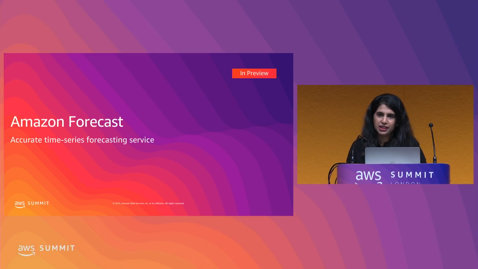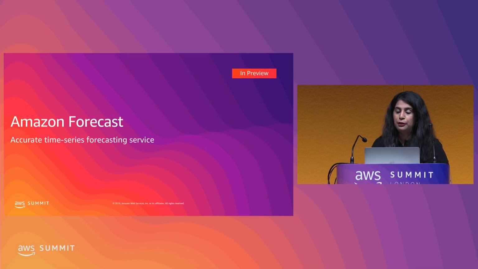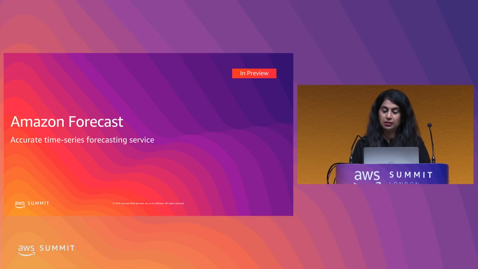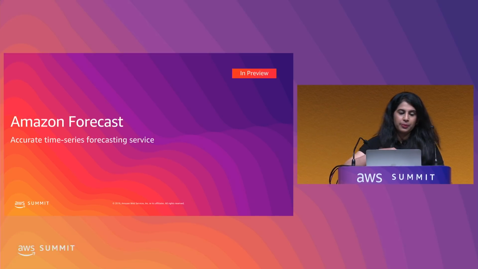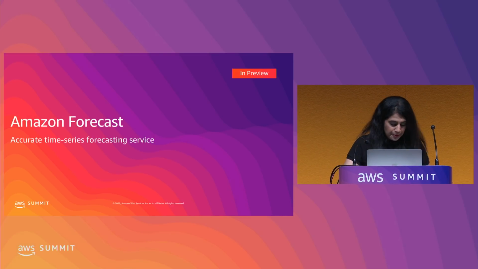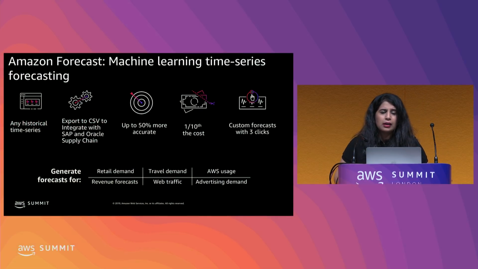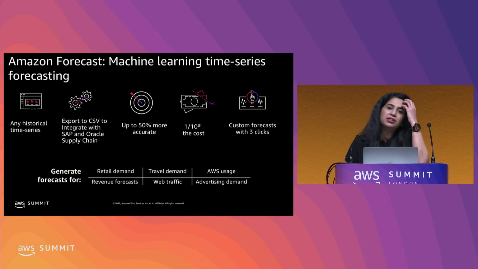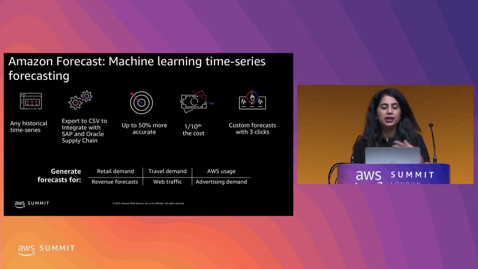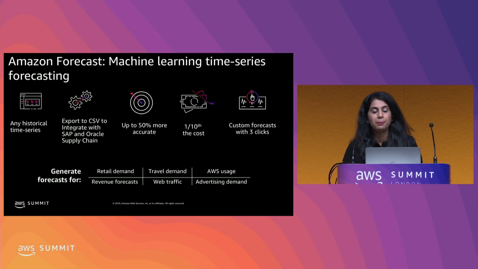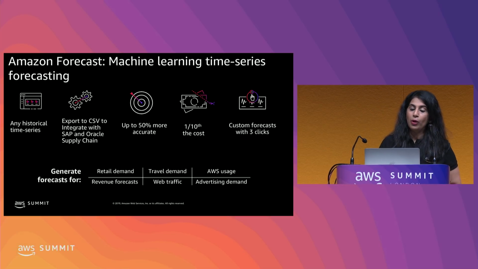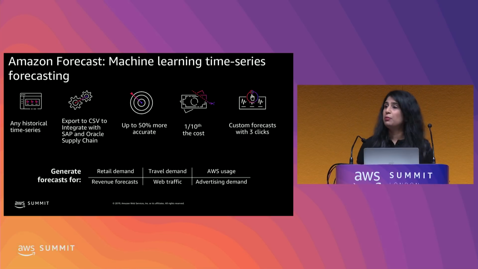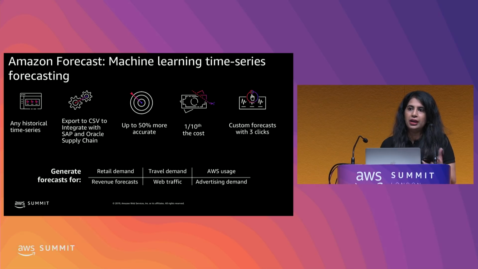So this is the last of the services, which is Amazon Forecast, a fully managed service that uses machine learning to deliver highly accurate forecasts. Based on the same technology used at Amazon.com, Forecast uses machine learning to combine time series data with traditional variables to build forecasts, right? You can utilize it for high-level business use cases like supply chain forecasting, sales forecasting, web traffic, advertising demand, or even AWS usage that you have in your environments today.